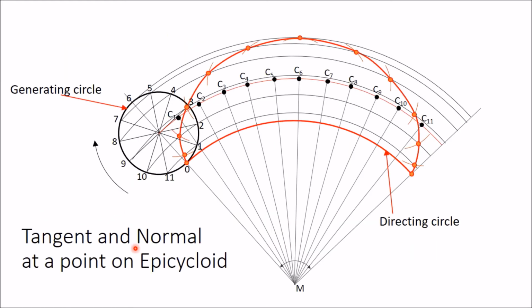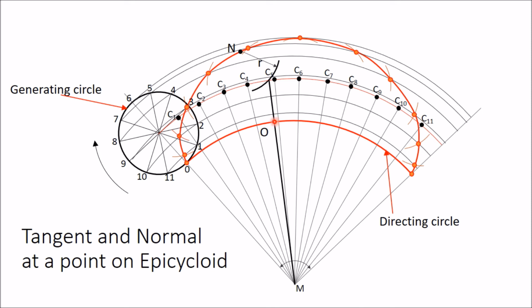Now for drawing tangent and normal at a point on an epicycloid, this is the point where we want to draw tangent and normal. The method is the same. Draw an arc of radius r, which is equal to the radius of the generating circle, which cuts the locus of centers at this particular point. Now join this point with this point M, which intersects the directing circle at this point O.